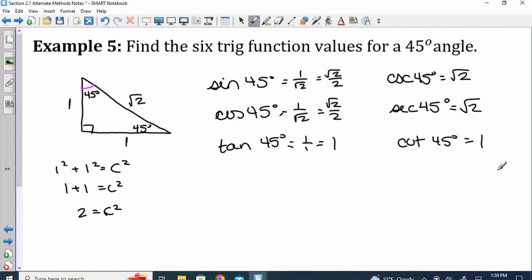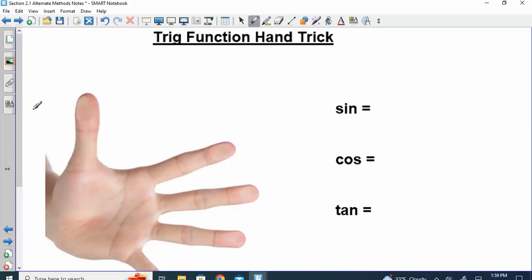We need to know these for the 30, 60, and 45. But I'm not just asking you to go home and memorize all these different values. I want to give you some tricks for helping to learn them. So the last thing I'm going to do today is talk about one trick for learning these, and then we'll pick up with this section tomorrow. Okay? So what I like to do, the easiest option is the hand trick.